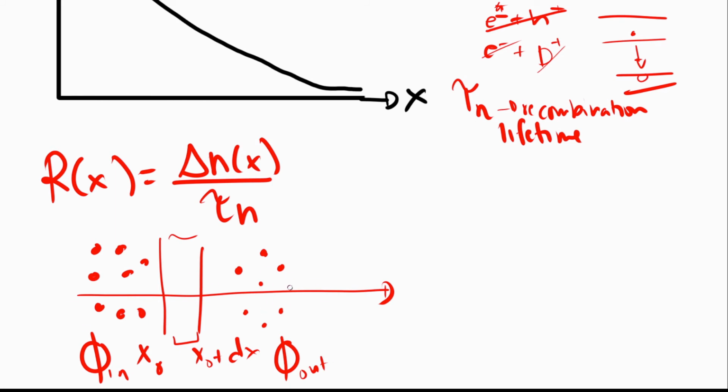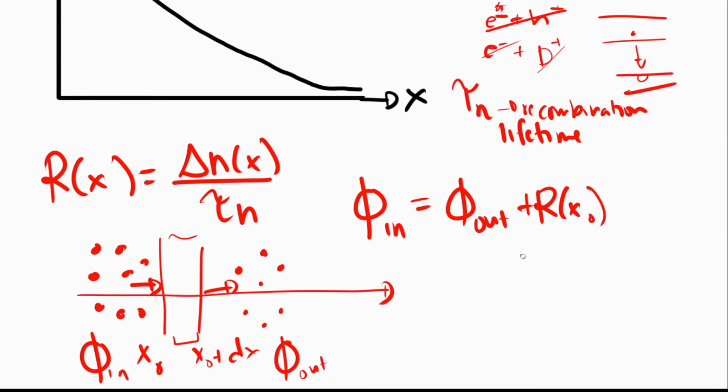If we do a mass balance for this, we will see that at steady state, the flux in for this region will be equal to the flux out, and whatever is lacking or in excess will be due to the recombination, Rx naught, times the recombination rate, times the width of our region here.